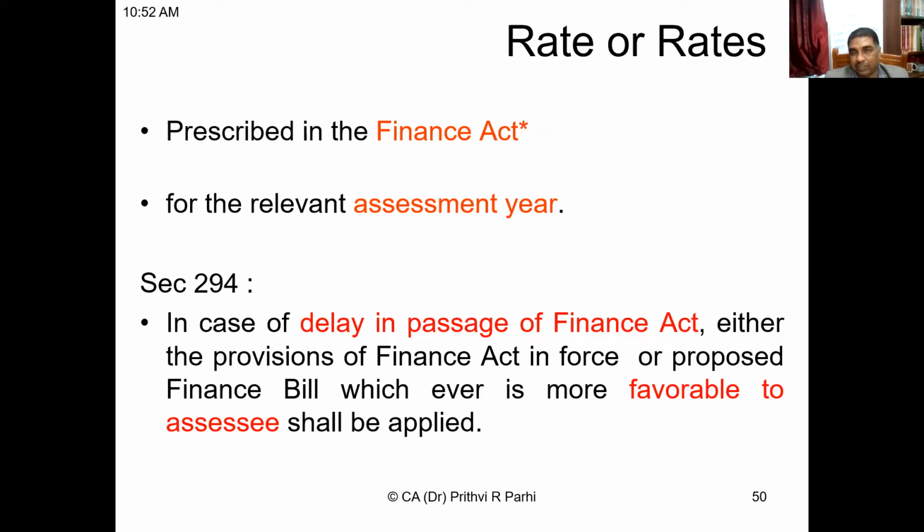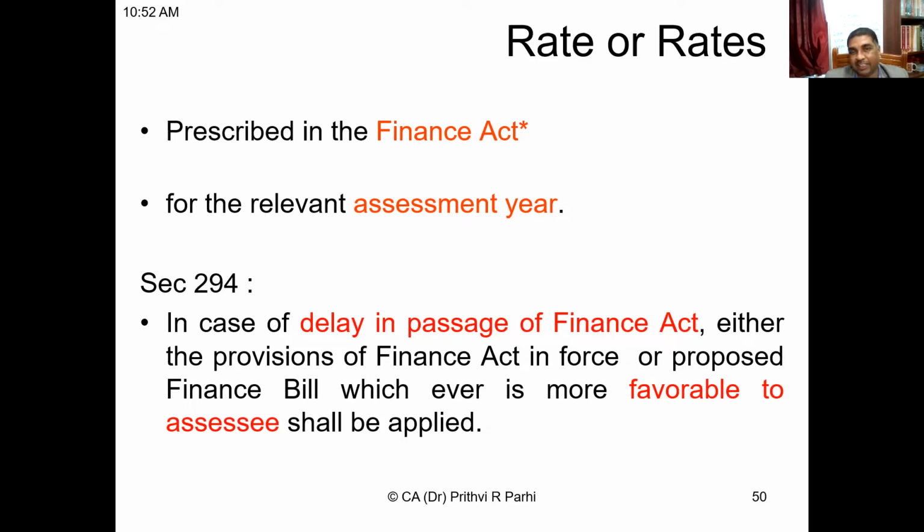But there is one more section, section 294. It says, in case of any delay in passage of the Finance Act, the Finance Bill comes on a particular date. But after that, what happens? It is debated and finally it is passed by both the houses of Parliament. Then it goes to the President, it receives the assent of the President. When the President signs it, after that it becomes law.